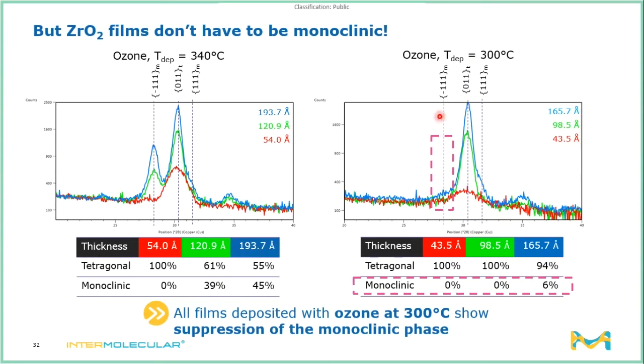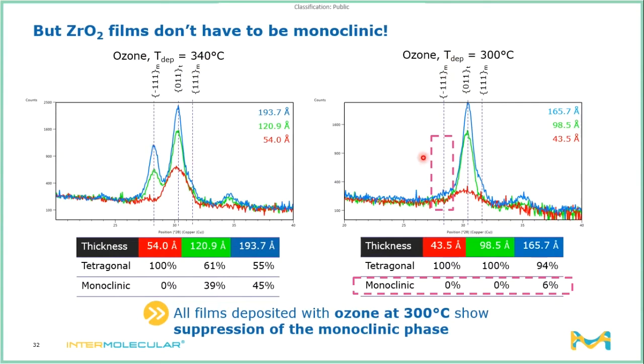So what we see here is that when we use ozone as a reactant and we use a deposition temperature of 300 degrees Celsius for zirconium oxide, at any thickness from around 5 nanometers almost all the way up to 20 nanometers, we never see a monoclinic peak emerge in the as deposited film. This is really unusual. If you look at the 340 degree case of the same situation where we're using ZrDO4 with ozone as the reactant, you can see that the thicker you go, you get a very strong monoclinic peak emerging. It could be as much as half of your sample is in the monoclinic phase.